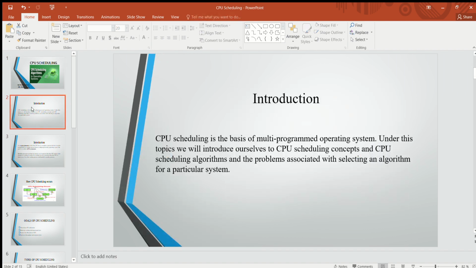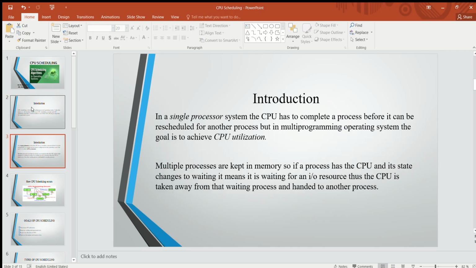So CPU scheduling is the basis of multi-programmed operating systems. Under this topic, we'll introduce ourselves to the CPU scheduling concepts and CPU scheduling algorithms, and some of the problems that are connected with selecting an algorithm for a particular system. So now let's look at this.